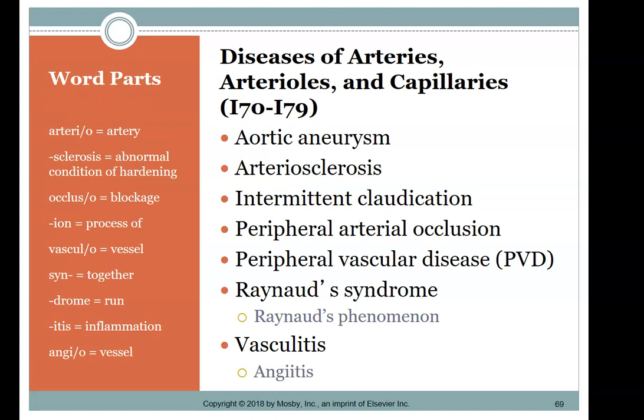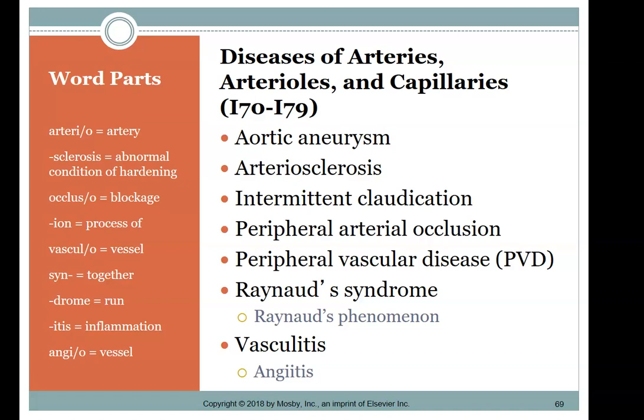The diseases of the arteries, arterioles, and the capillaries. An aortic aneurysm is a localized dilation of the aorta caused by a congenital or an acquired weakness in the wall of the vessel due to atherosclerosis or hypertension. Arteriosclerosis is a disease in which the arterial walls become thickened and lose their elasticity without the presence of atheromas.